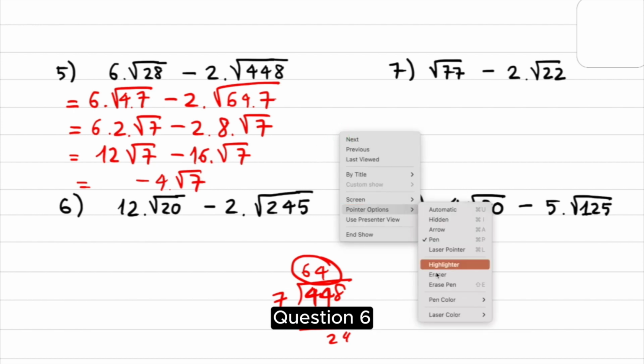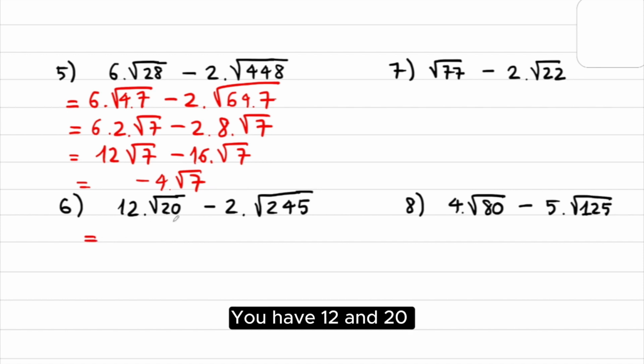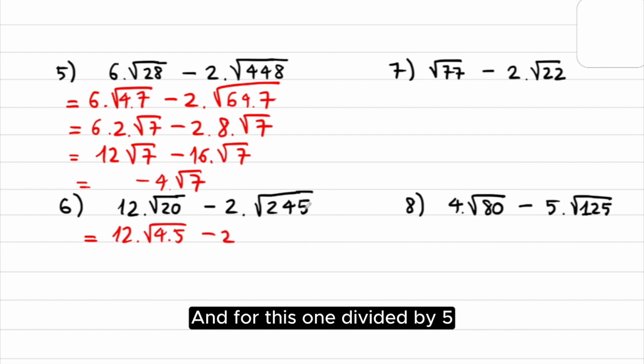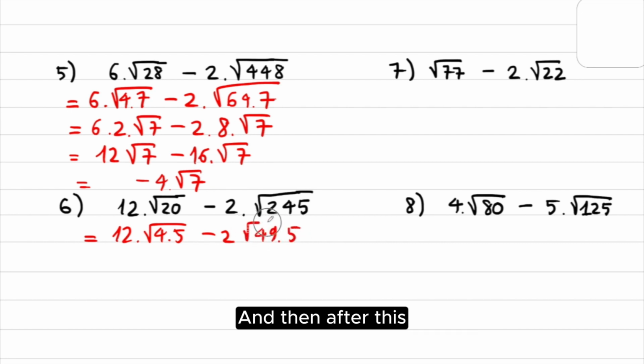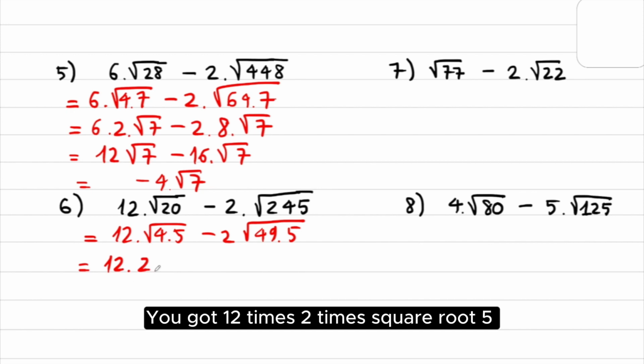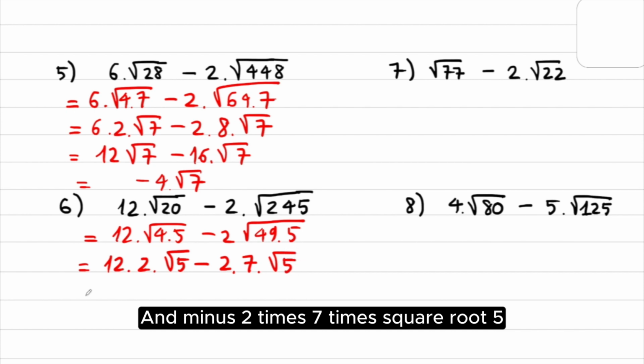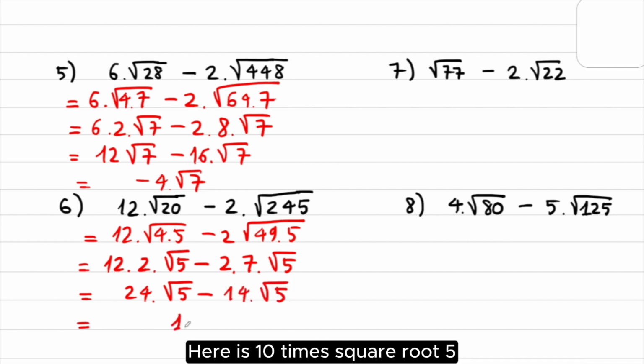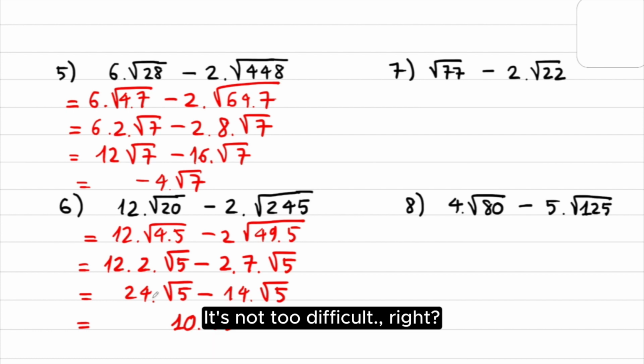Okay, so a little weird. Question 6. You have 12 and 20. So I can write down 20 as 4 times 5. And for this one, divide by 5. 245 divided by 5, I got 49. That's using my calculator. Divide by 5. And then after this you got 12 times 2 times square root 5, and minus 2 times 7 times square root 5. Okay, so here is 24 square root 5 minus 14 times square root 5. Here is 10 times square root 5. It's not too difficult, right?